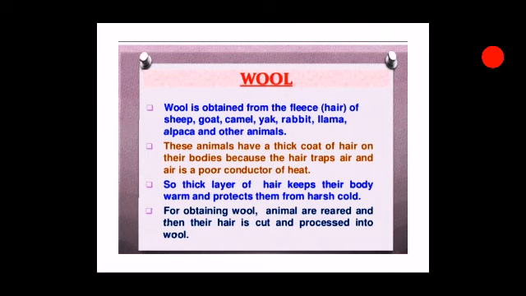So how is wool obtained? The wool is obtained from the hairs of different types of animals. The animals can be sheep, goat, camel, yak, rabbit and llama. And this is the thick coat of hair that is on their body. These animals are generally found in cold areas and this hair protects them from the harsh environment and the cold. And this hair keeps the animal's body warm.